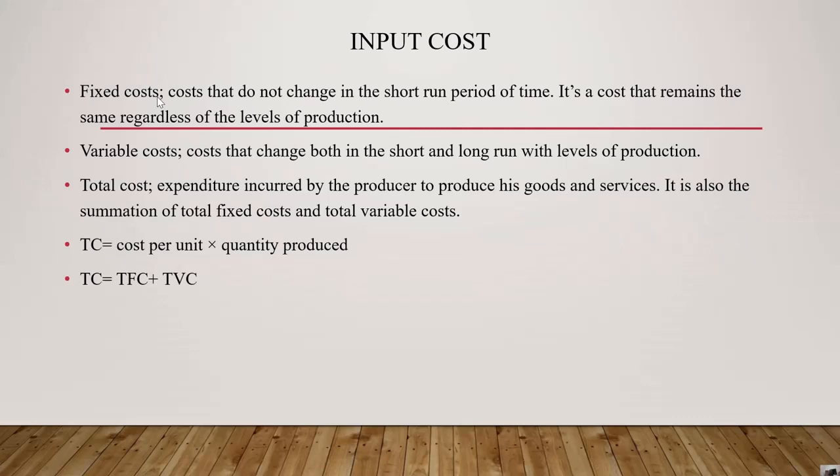Then we also have total cost. We are saying it is the expenditure incurred by a producer to produce his goods and services. It is also the summation of total fixed cost and total variable cost. The formula is just right there.